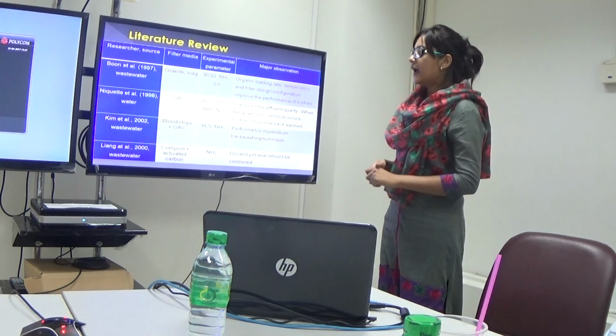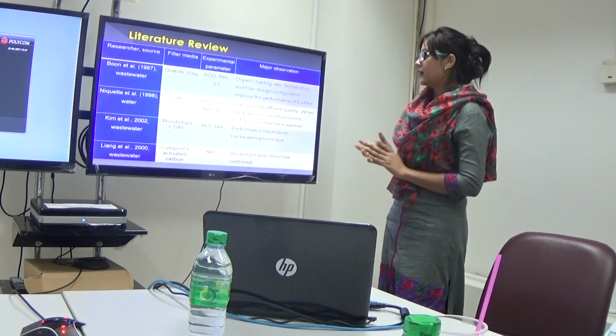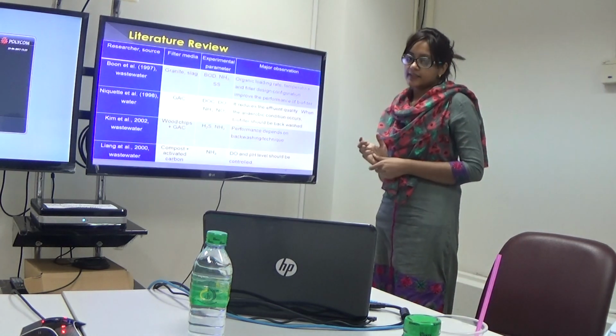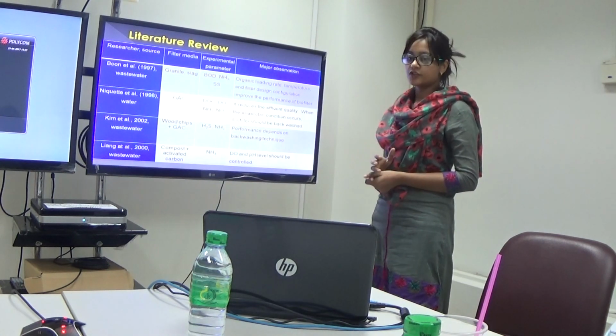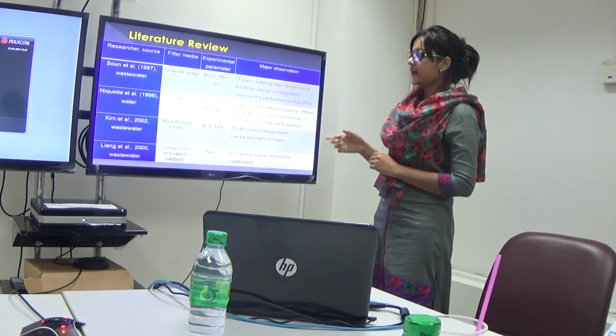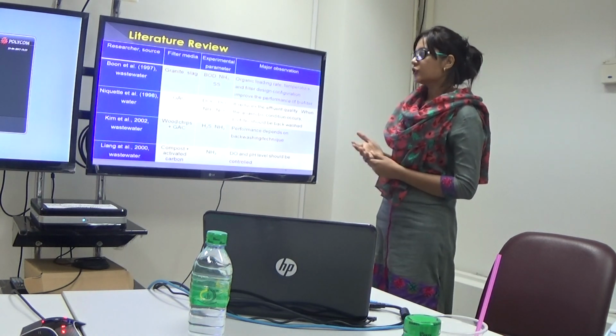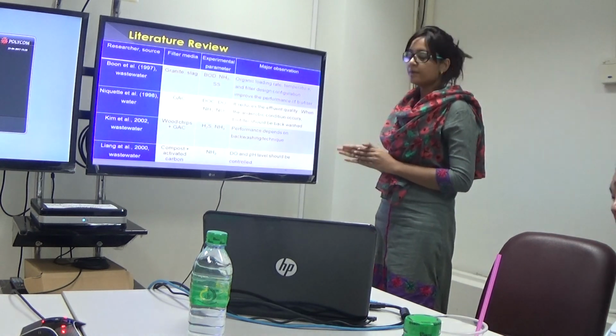Literature review. In 1997, Mr. Boone also did work on this biological filter to remove BOD, ammonia and suspended solids, using granite and slag. And we can see other people also did work on compound removal from wastewater.